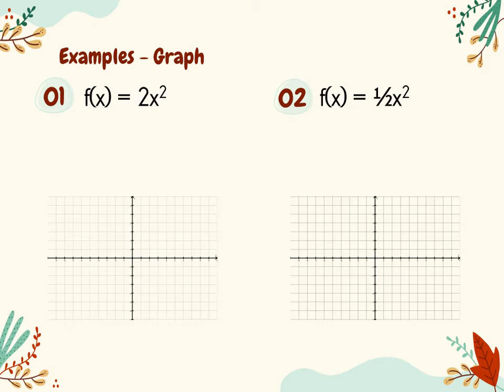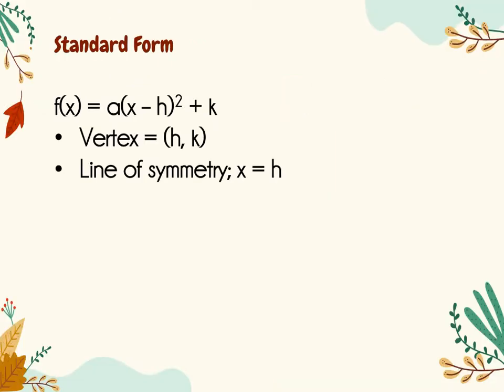Then we related these graphs to the parent function of f of x equals x squared and how it was shifted. Both of these involve a vertical shrink and a vertical stretch. These are a reflection and a vertical stretch and a vertical compress. Then we learned the standard form.